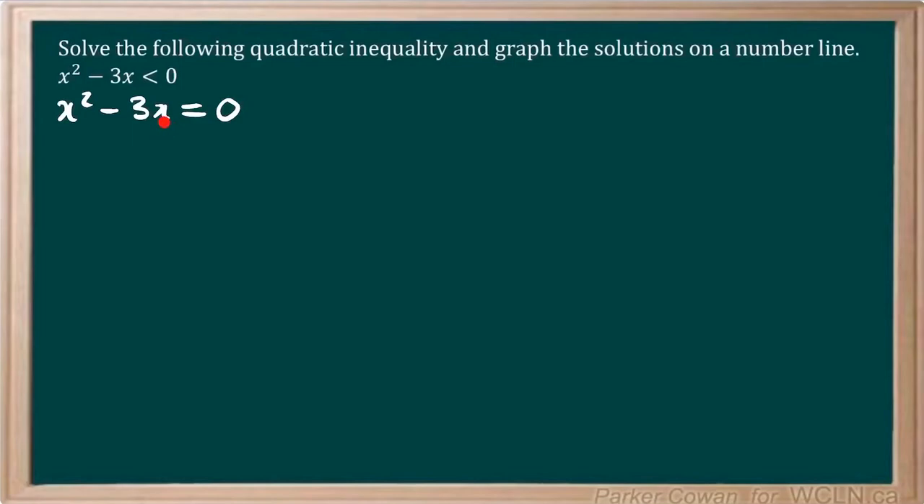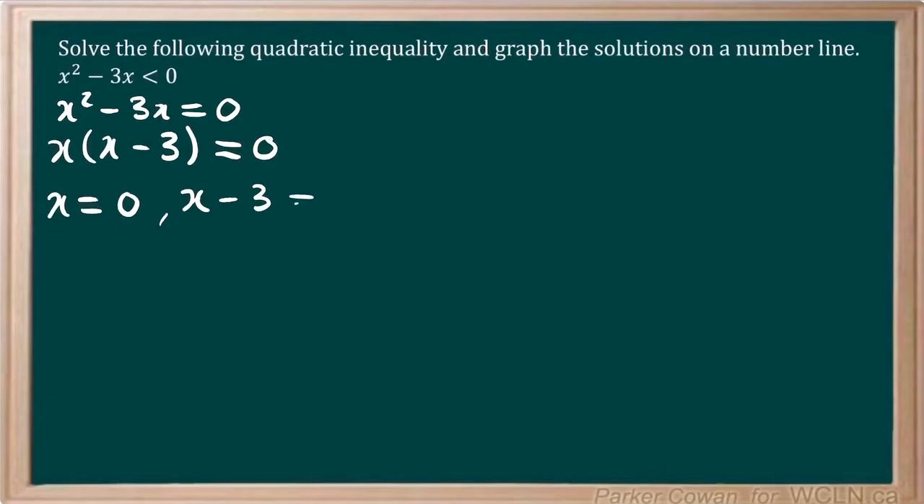The first thing I'm going to do is factor out this x. And right away we've basically solved for x. And so our two options here are essentially x is equal to 0, and then we'll have x equals positive 3, right? So we'll have x equals 0, and then x minus 3 equals 0, which becomes x equals 3, right? So now we have our roots.